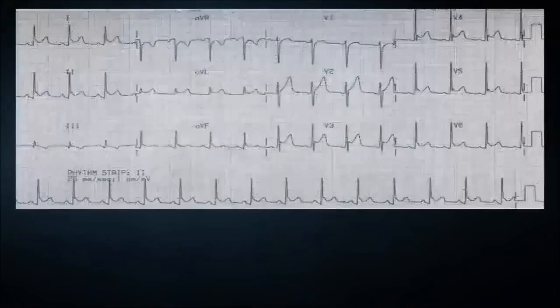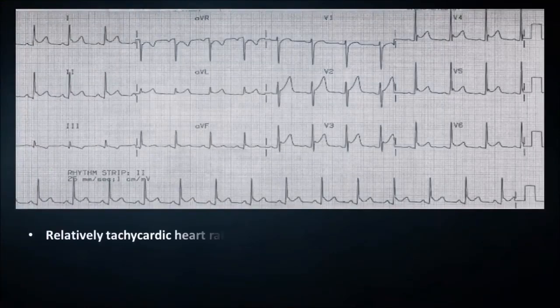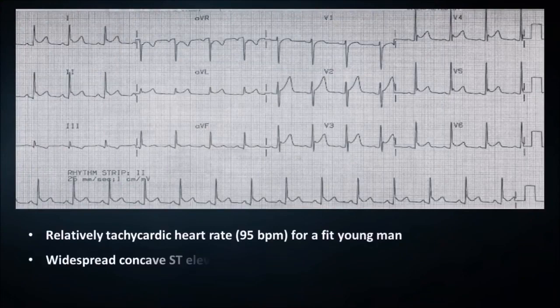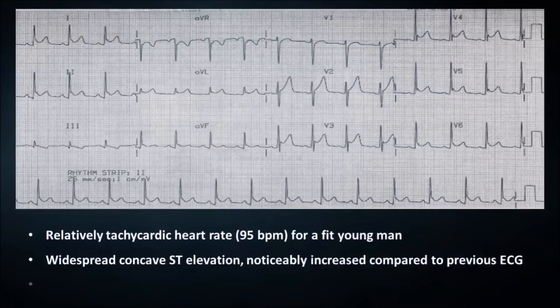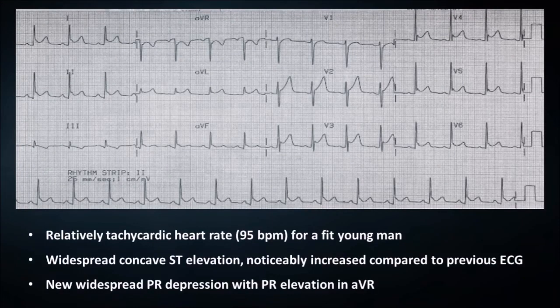So here, what does the ECG show? There is tachycardia, heart rate is 95 in a young man. You can see the global ST elevation in V4, V5, V6, and in II and aVF, and also a widespread PR depression. You can see PR elevation and ST depression in aVR, but the patient also has a slight fish hook appearance. So here it may be confusing whether it is early repolarization or pericarditis, but the ST depression and PR elevation in aVR will give a clue that it's pericarditis.